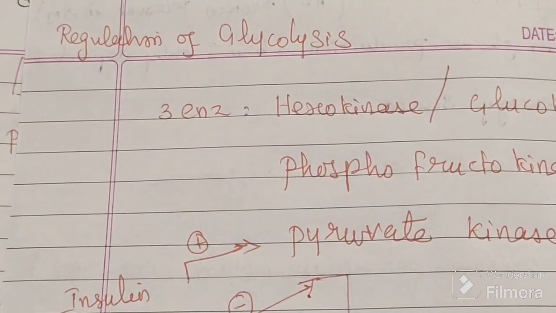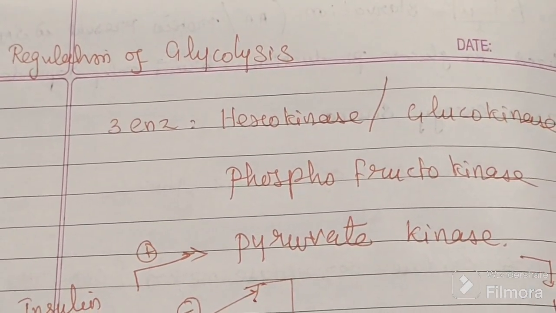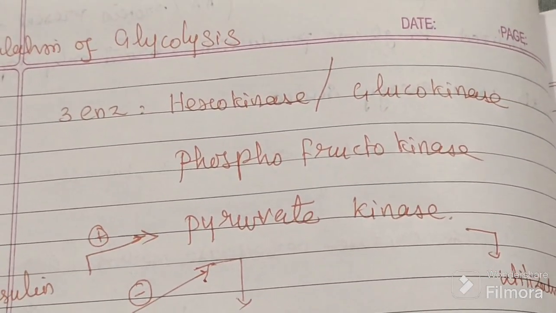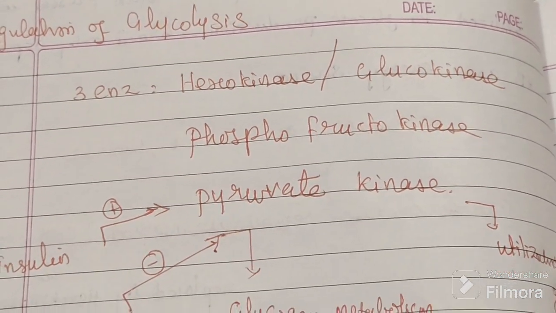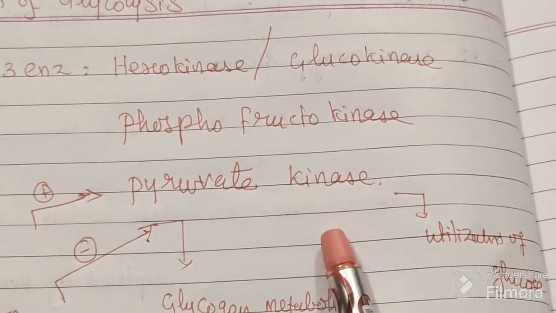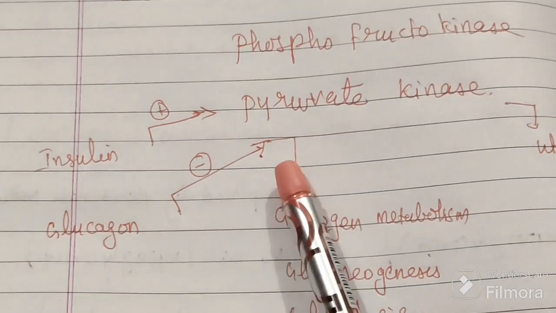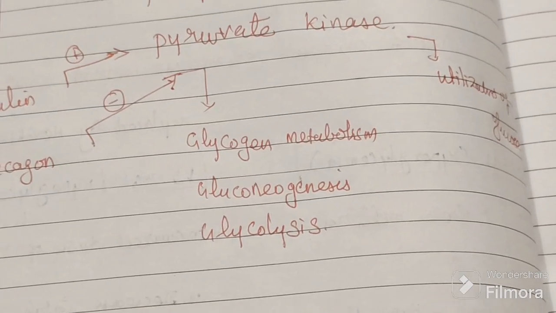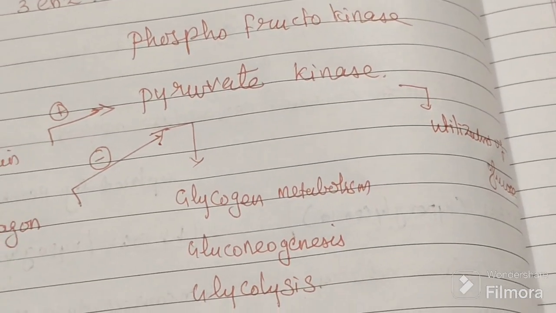In the regulation of glycolysis, three enzymes are important, that is hexokinase or glucokinase, phosphofructokinase, and pyruvate kinase. So insulin stimulates pyruvate kinase and favors the utilization of glucose, while glucagon inhibits pyruvate kinase. That is how different pathways are regulated, that is glycogen metabolism, gluconeogenesis and glycolysis.